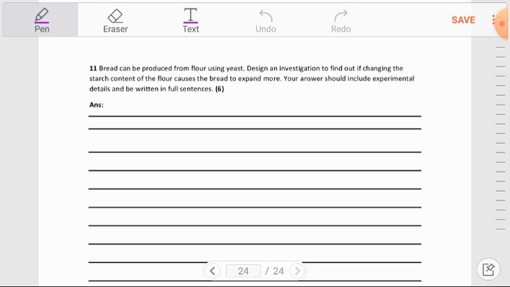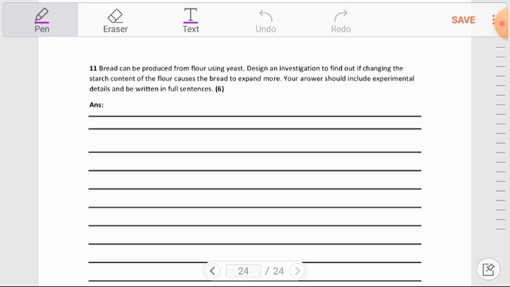We need to first make 5 doughs using the same mass of flour, water, and using the same species of yeast in every dough. And we just need to change the starch content of each dough so that we can easily identify the effect of starch on the expanding of the flour. And then we need to put the dough at rest for 30 minutes at the same temperature, and after 30 minutes we need to measure the height using a ruler.